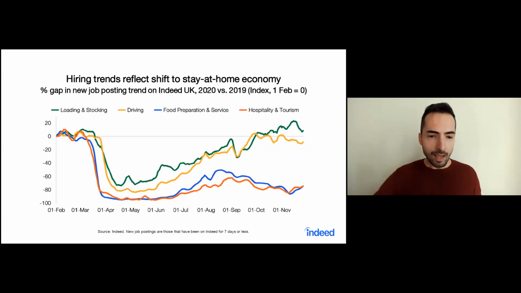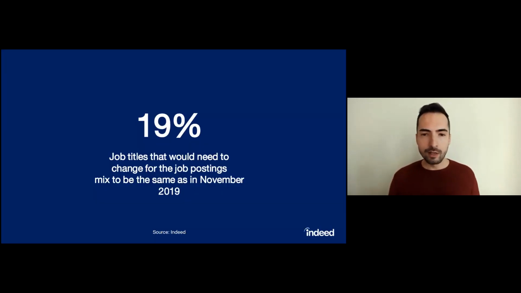Next slide, please. And one way to measure that change in the vacancy mix is to look at the distribution of job postings across the 6,000 or so standardized job titles that we use at Indeed, and see how it differs today compared to the same time last year. And what we find is that 19% of currently advertised job titles in November would need to change for the overall mix of vacancies or the mix of job postings to be the same as it was a year ago. So in other words, almost 1/5 of postings have shifted towards different job titles. And that's actually quite substantial, because it's a bigger shift than we've seen in a year than the shift that we had seen in the previous 3 years in the labor market. So a big change in the quantity and the mix.